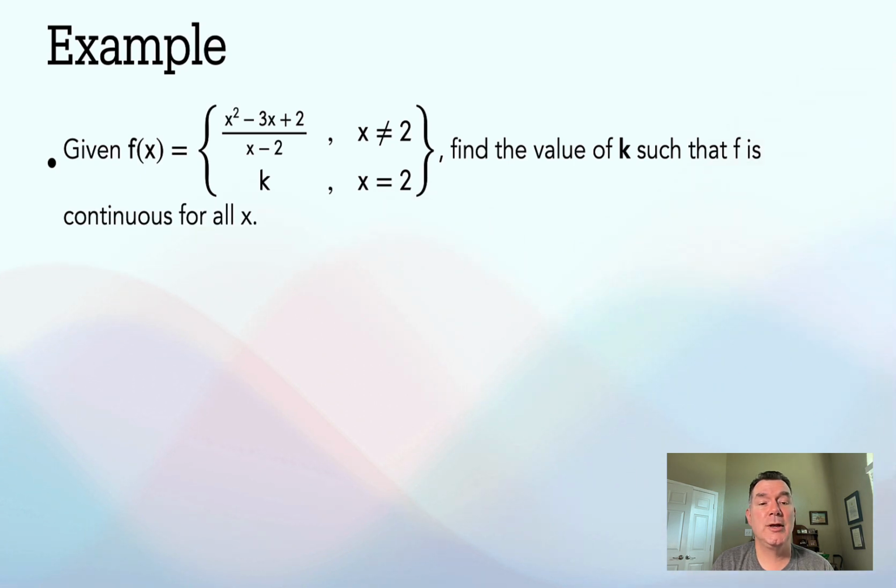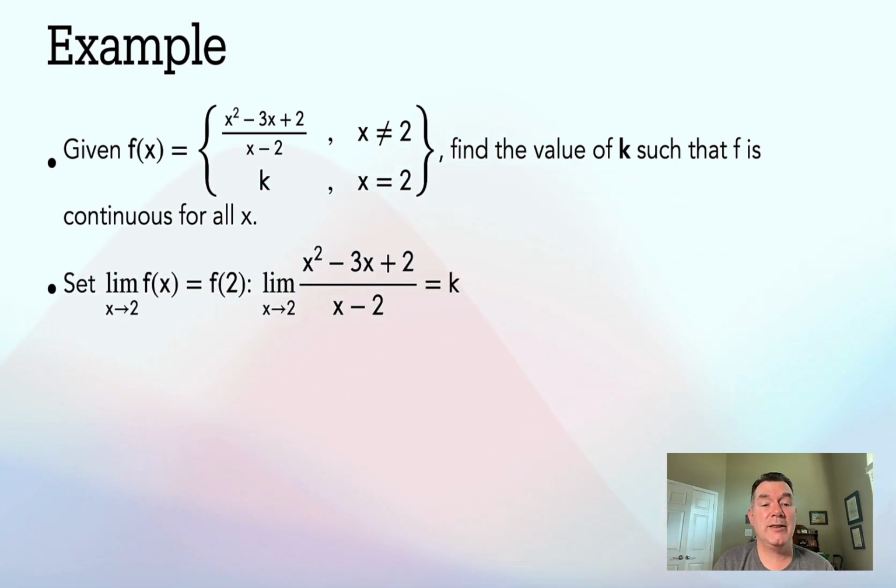We've got a rational function up in the numerator where x is not equal to 2, which makes sense because there is an x minus 2 in the denominator. We need to find the value of k so that at x equals 2, if the y value is k, the function is going to be continuous for all x's.